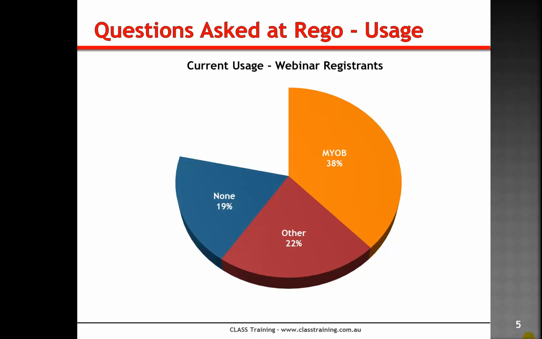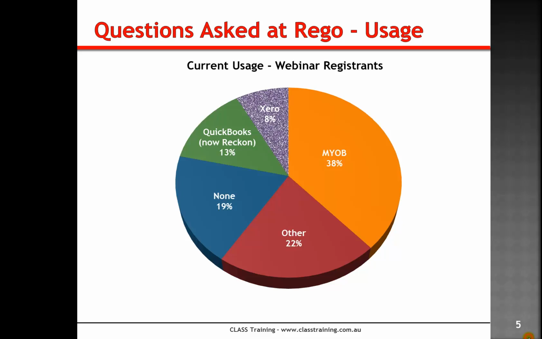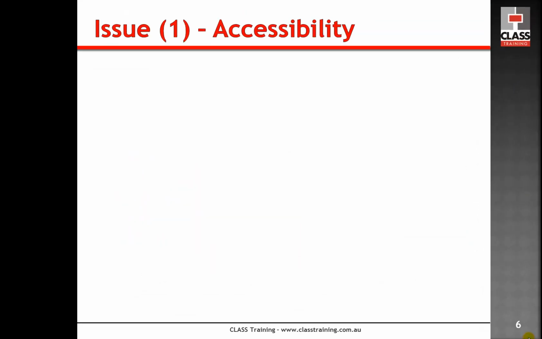22%. No one's, or 19% is not using anything at the moment. So it's probably the shoebox method or the Excel spreadsheet method. So we really need to try and help those people with something at least, because you will save time. QuickBooks, which is now called Reckon. So we're talking about the desktop, the old QuickBooks program, that's 13%, and Xero, people are starting to use that. That's building up, the Xero side of it. Okay, so when we talk about the accessibility, this is the big issue number one.